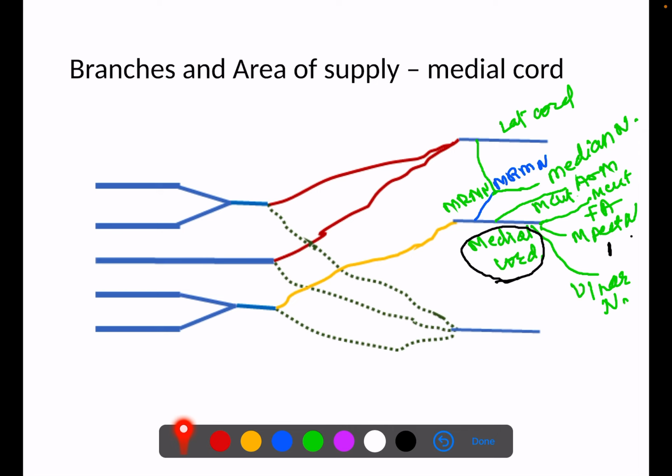This ulnar nerve will supply a few muscles of the forearm which are not supplied by the median nerve, and it will supply the anterior aspect of the palm along with the median nerve. Okay, maximum muscles of the anterior aspect of the palm. So this ulnar nerve is also called the musician's nerve, while the median nerve is also called the laborer's nerve. So these are the branches of the medial cord of the brachial plexus.